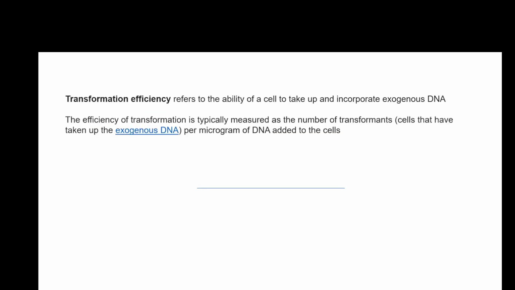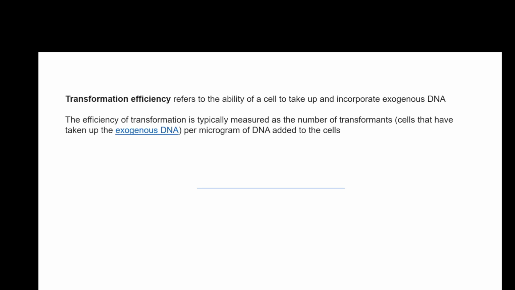The question is: the transformation efficiency of competent cells prepared in the laboratory is 10 to the power 4 CFU per microgram of plasmid DNA. If 0.01 microgram of this plasmid is used to transform these competent cells, the number of transformed bacteria in CFU after plating will be. So before discussing this question, let's first discuss what is transformation.